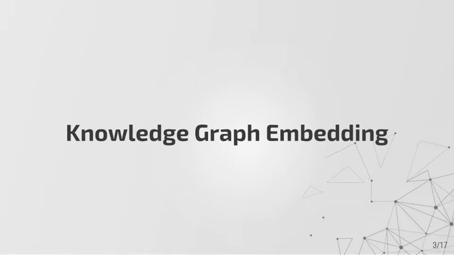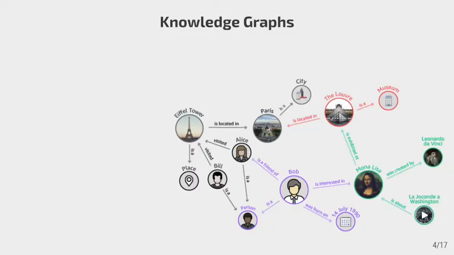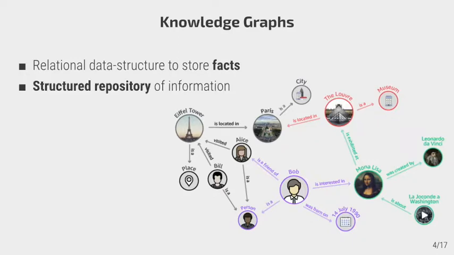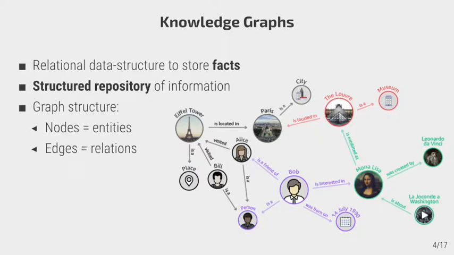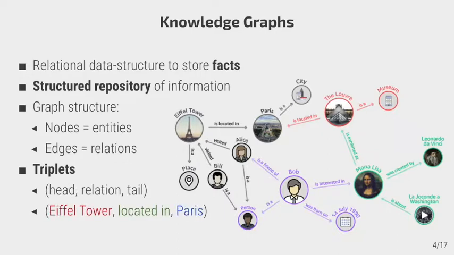So let's first review the problem of knowledge graph embedding. Knowledge graphs are relational data structures used to store facts about the world. These knowledge graphs are widely used in industry that deal with large volumes of data, as they can serve as structured repositories for information. In these graphs, nodes represent entities such as famous people or places, and edges represent relationships between them. Facts in knowledge graph are often stored in the form of triplets head relation tail. An example of such triplet in this knowledge graph is the Eiffel Tower is located in Paris, where the head entity is the Eiffel Tower, the relation is located in, and the tail entity is Paris.